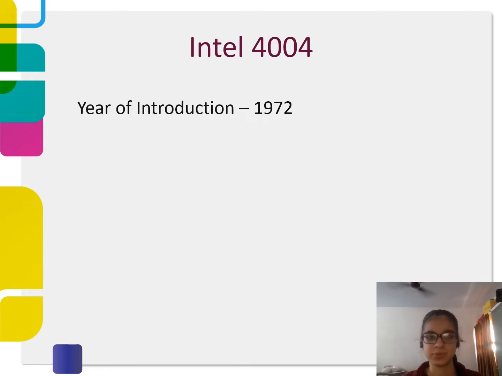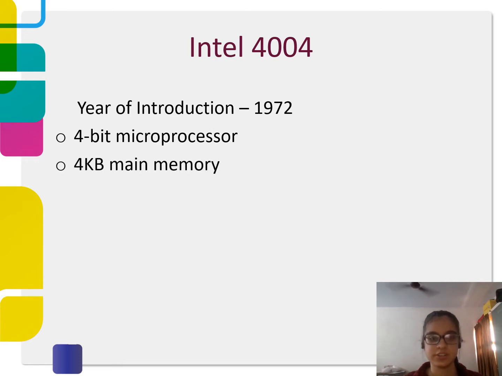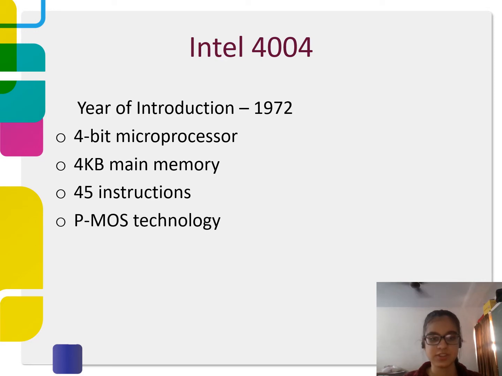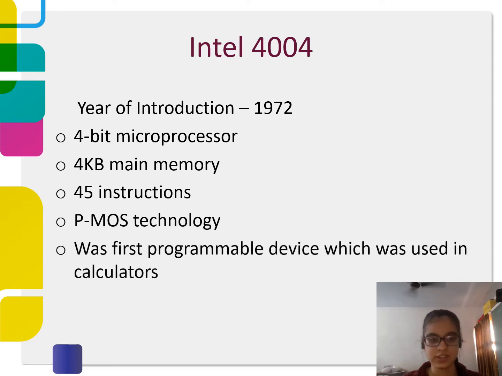Intel 4004. Year of introduction is 1972. It is a 4-bit microprocessor. It has 4 KB main memory and it has 45 instructions. It used PMOS technology and was a programmable device which was used in calculators.